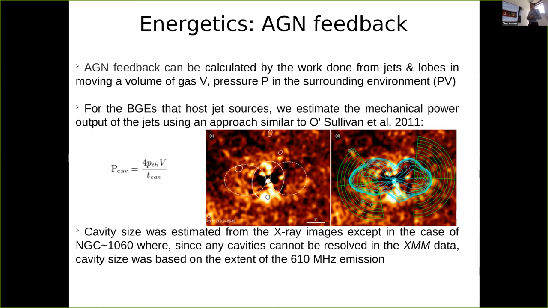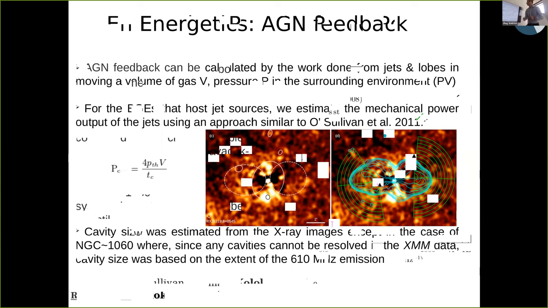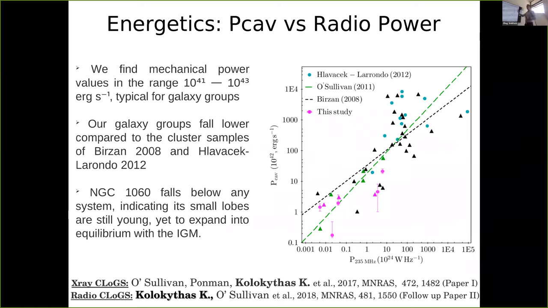For the BGEs that host jet sources, we estimate the mechanical power output of the jets using an approach similar to Sullivan et al. 2011. For only one system where we are not able to detect the cavity sizes, NGC 1060, we just assume them based on the extent of the 610 emission. In comparison to cluster systems, the groups of course fall much lower than the typical cluster samples. The mechanical power ranges between 10 to the 41 and 10 to the 43, and the system where we assumed the cavities falls much lower in the plot. Here we have only seen the expected cavity power and the radio power.